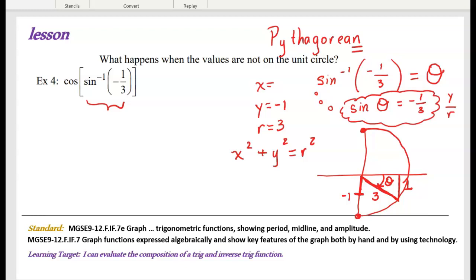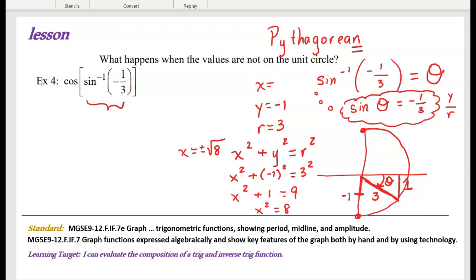All right, so I know x is, I don't know. Y is -1, so -1 squared. 3 is r. -1 squared is positive. Be careful. That's where a lot of mistakes happen. So -1 times -1, +1. Subtract 1 from both sides. X squared equals 8. And then you take the square root of both sides. So x equals plus or minus the square root of 8.